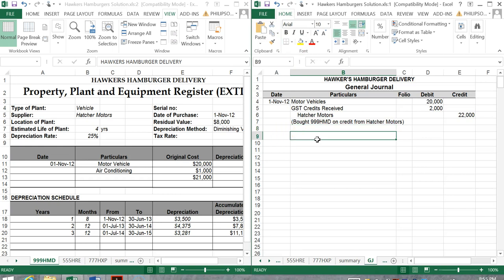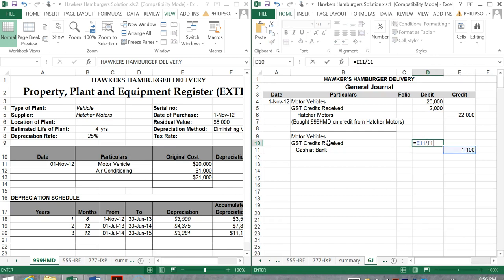Okay. 1st of November, we've also got air conditioning. Okay, and the air conditioning being capital expenditure goes into the motor vehicles account. GST credits received. And this was paid for by check, so cash at bank. Gross amount that we paid was $1,100, therefore GST equals $1,100 on 11, and motor vehicles equals that minus that.